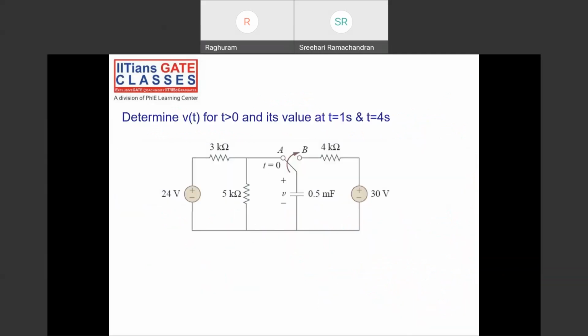Okay. So try to solve this. Determine V of t for t greater than 0 and its value at t equal to 1 second as well as at 4 seconds. Try to do this. And you have a switch. What is the condition for the switch? At t equal to 0, the switch is moved from position A to B.